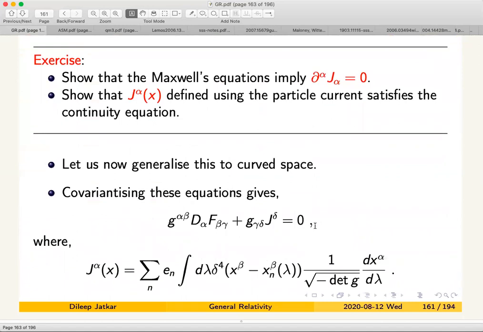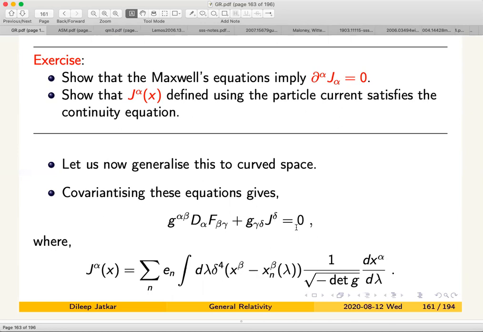So what we want to do now is to generalize this setup to curved space, and one way to do that is to just covariantize the equations that we have. Maxwell's equations are tensorial equations, so you can replace etas by g's and partial derivatives by covariant derivatives, and that would give you an equation of this kind: g alpha beta d alpha f beta gamma plus g gamma delta times j delta is equal to 0.